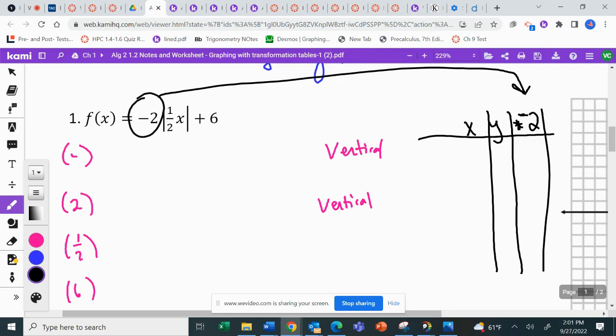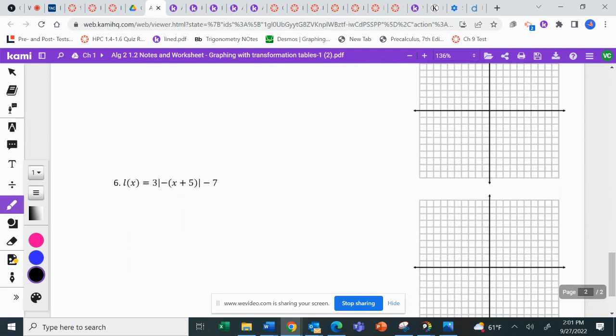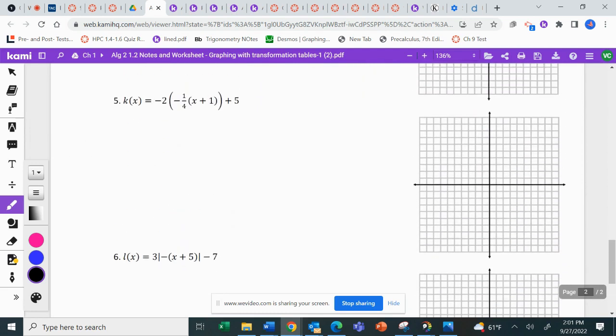So that was one thing that people had questions about. And then the other thing that people had questions about are number 5 and 6, which look kind of a little crazy, especially number 5. But number 5 and 6 have something in common.